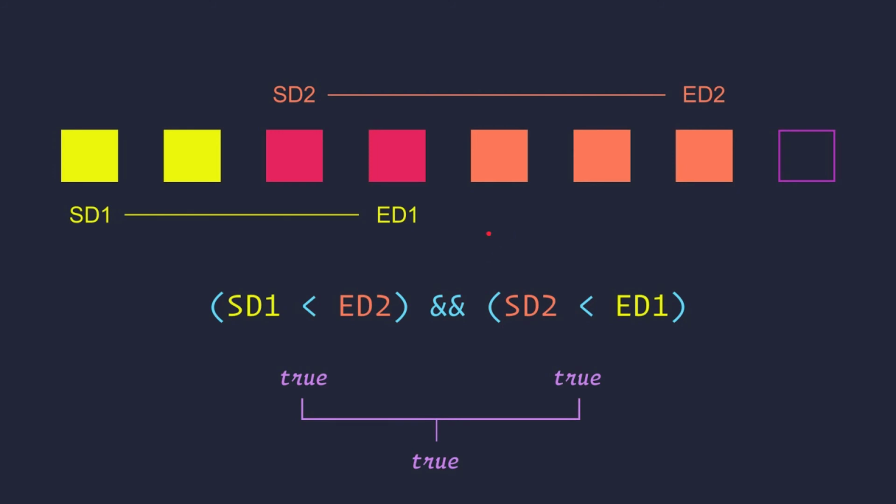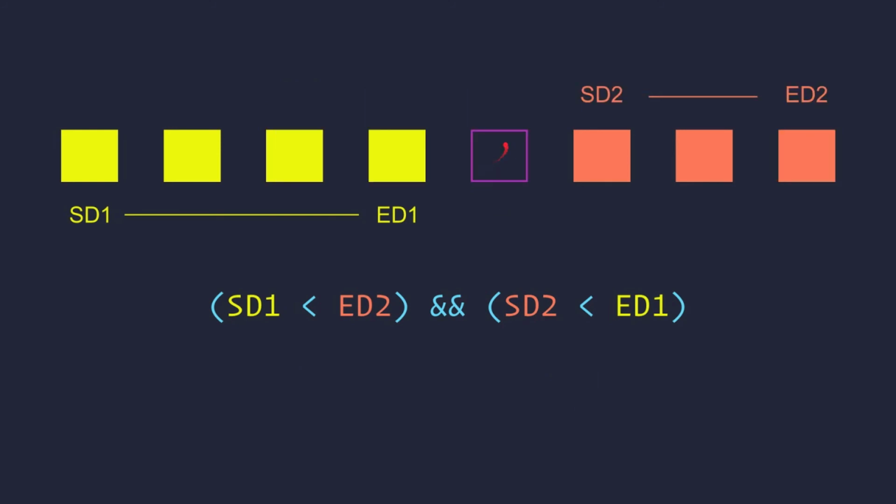Okay, so let's take a look at another example. So now we have just one empty day right here, and we have two date ranges that are not overlapping. So let's test our formula now. So start date 1 is less than end date 2, right? It is. So that's true.